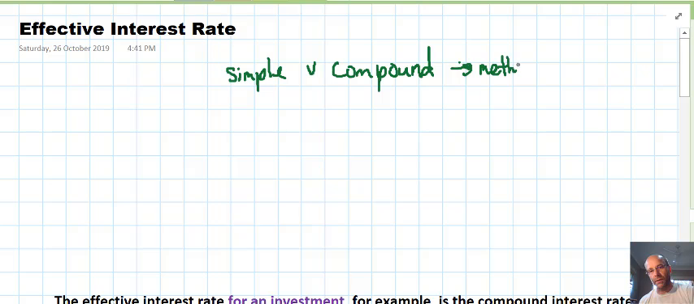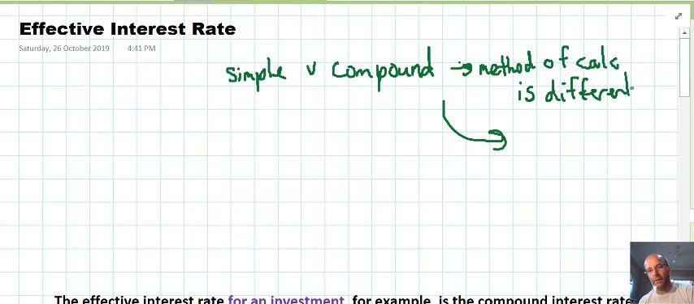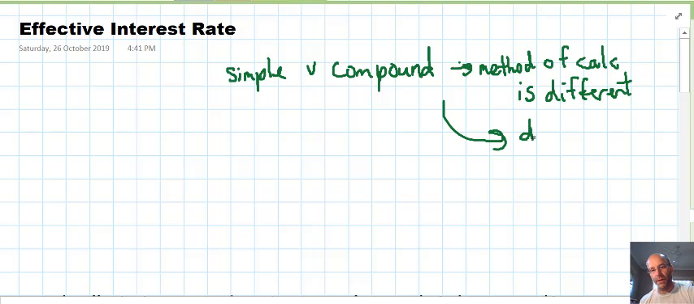Okay, so that leads to different outcomes, which means the money owed, or accumulated if it's an investment, is different at the end. So we need a way of comparing the two so we know which one is a better choice.